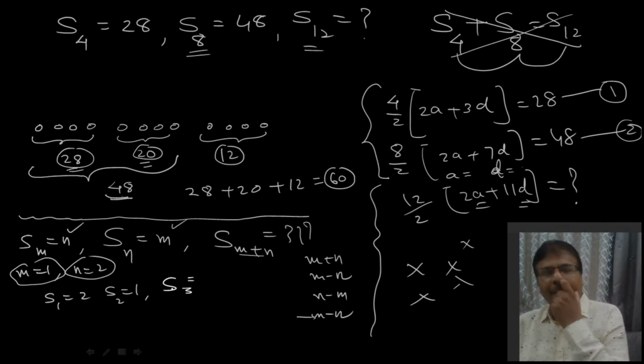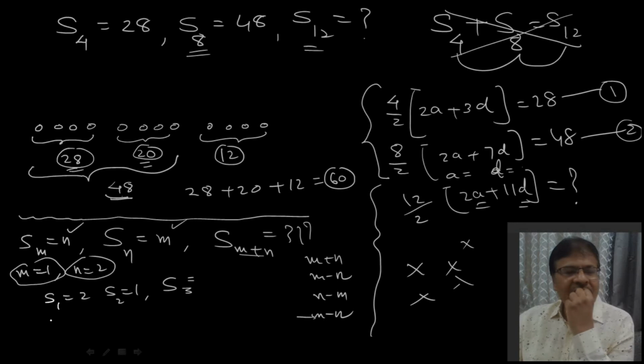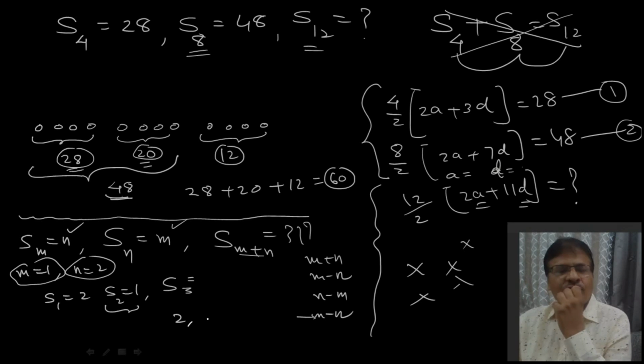Yes, no. Now look here. S1 equal to 2 means the sum of one term is 2. It means the first term is 2. Sum of two terms is 1. It means what should I add to 2 so that I get 1? The answer is very simple, minus 1. You can check it again. Sum of one term is 2. This is 2, the first term. Sum of two terms is 1. So 2 minus 1 is 1. I got the first two terms of the series.